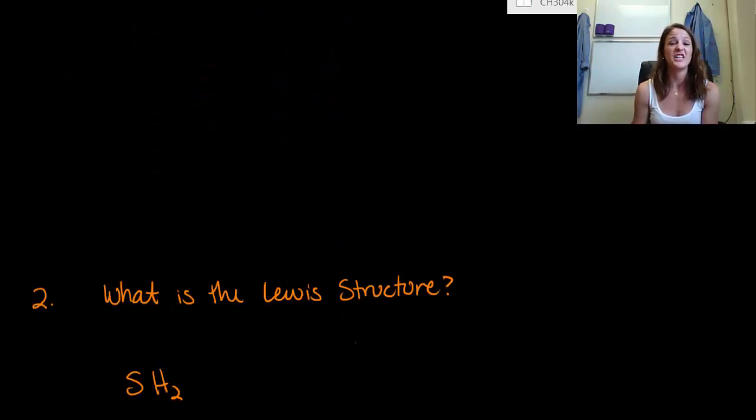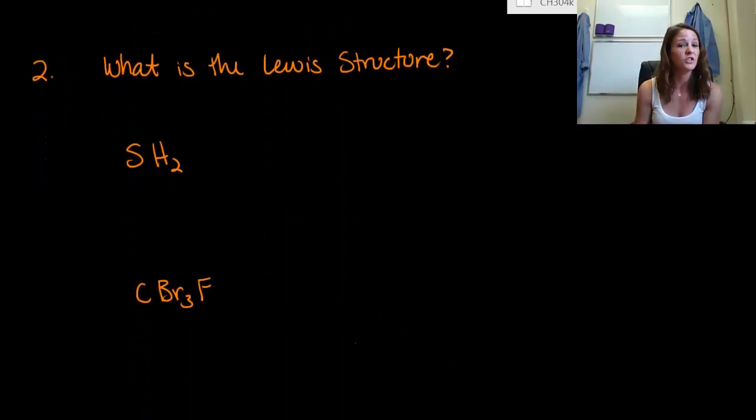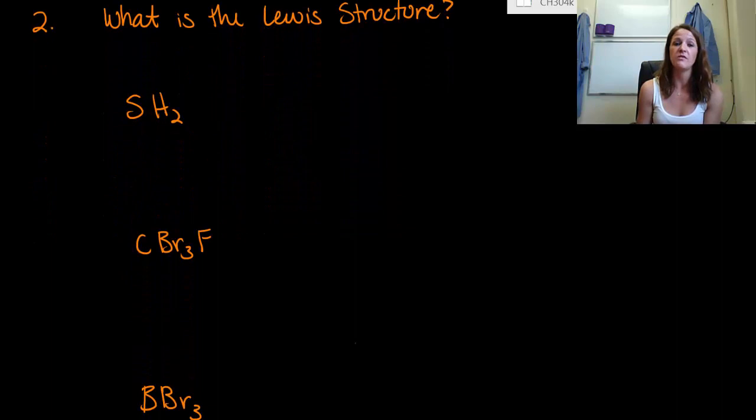All right, so now here's your chance to practice some more Lewis structures. Here's 3 different examples. So you have SH2, CBr3F, and then BBr3. So draw out the proper Lewis structures for all 3 of those. Go. All right, did you get an answer? Hopefully you did, but if you didn't, that's okay. We're going to work through it together.